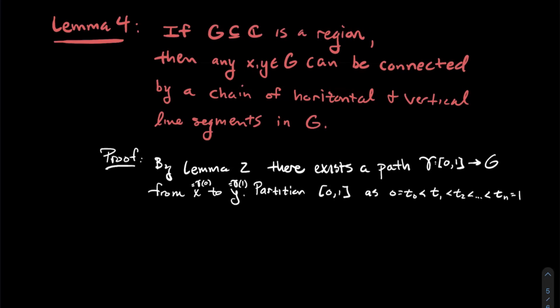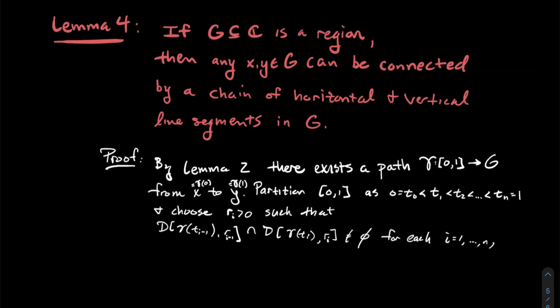And what we're going to do is take the interval from 0 to 1, so the domain of gamma, and partition it. I'm saying t0 is 0, and I'm just going to chop it into a bunch of pieces, and tn will be 1. That's the last point. We're also going to choose, for each one of those partition points, a radius called ri, bigger than 0. And I'm going to try to choose it so that the intersection of two consecutive open balls centered at partition points is not empty. So like two consecutive open balls centered at my partition points, they have to have some overlap.